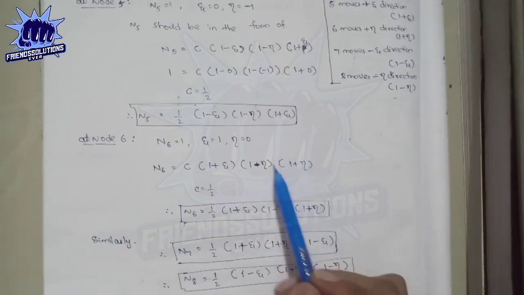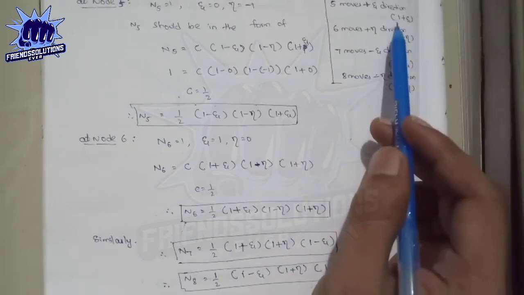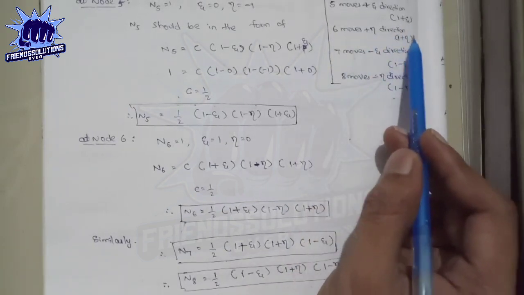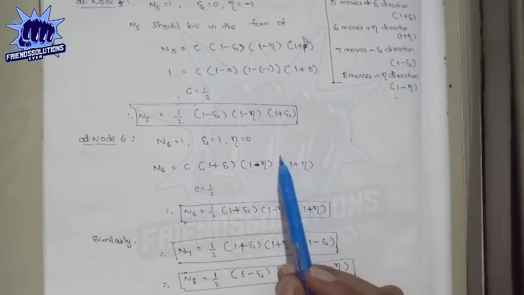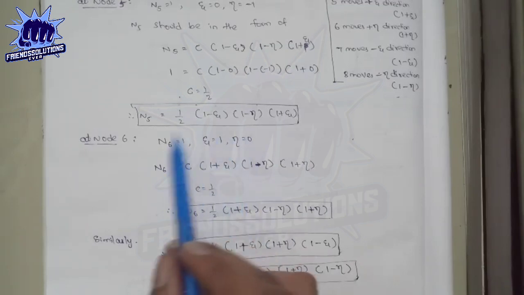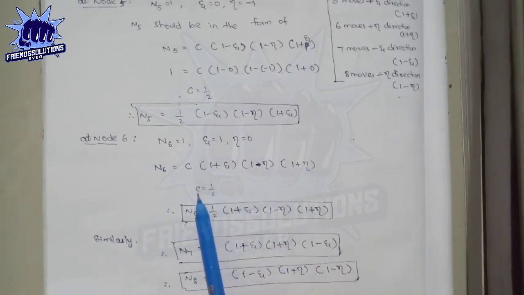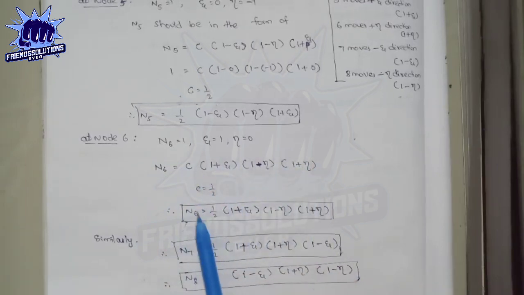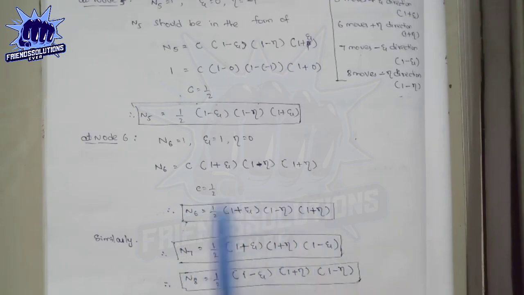How does this eta factor come? It comes from the logic I told already. At the 6th node, the multiplicand is 1 plus eta. So we multiply by 1 plus eta, and then substitute these values in this equation. We get the value of c. Then this c value is substituted again in this equation, and we get the shape function at node 6. This is the shape function at node 6.